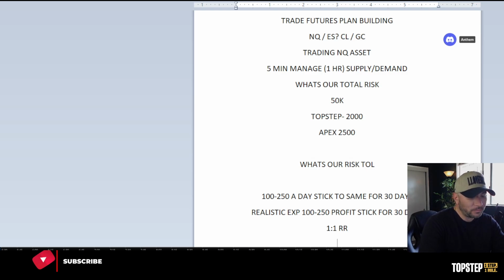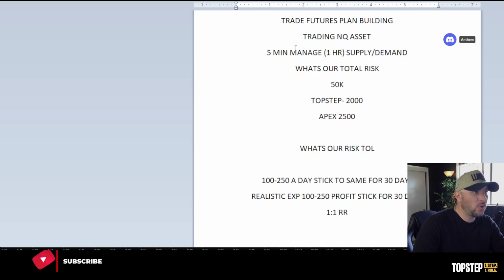So again, you can see how this trading plan is starting to come together. We have what instrument we're trading, right? So we're going to trade the NQ. I could just take that off. We're going to trade the NQ. We're going to take trades only off the 5-minute time frame, but we're going to use the 1 hour to manage our supply and demand to see where the bigger levels are at, right? So these are things that need to go in your trading plan.